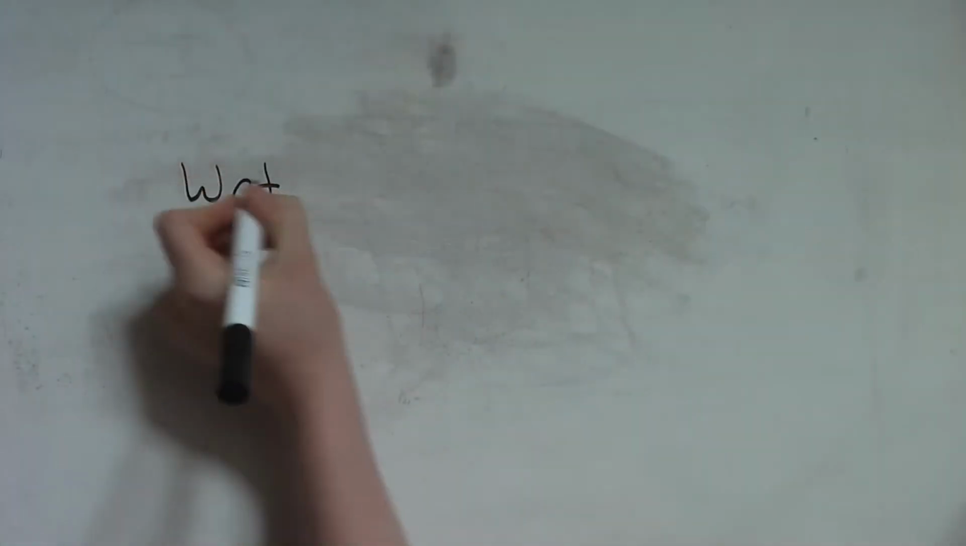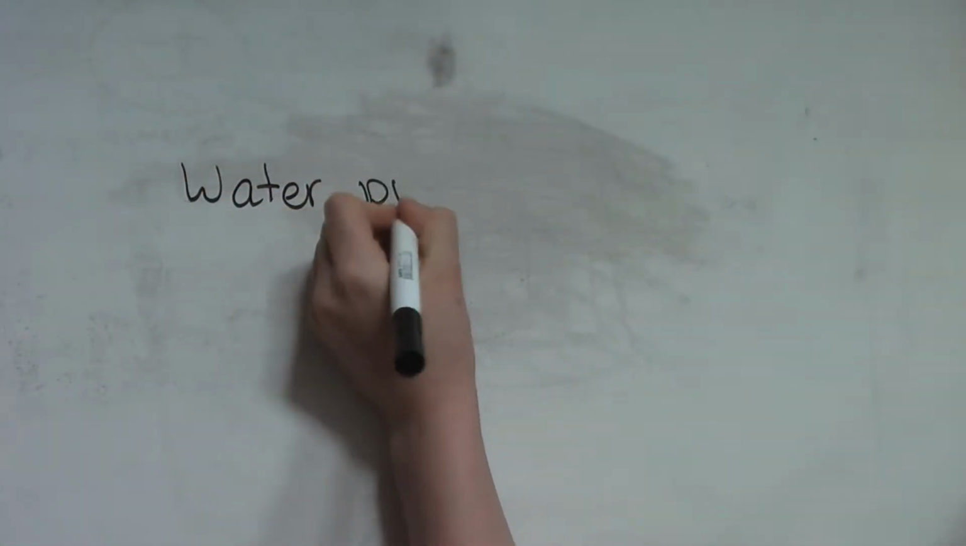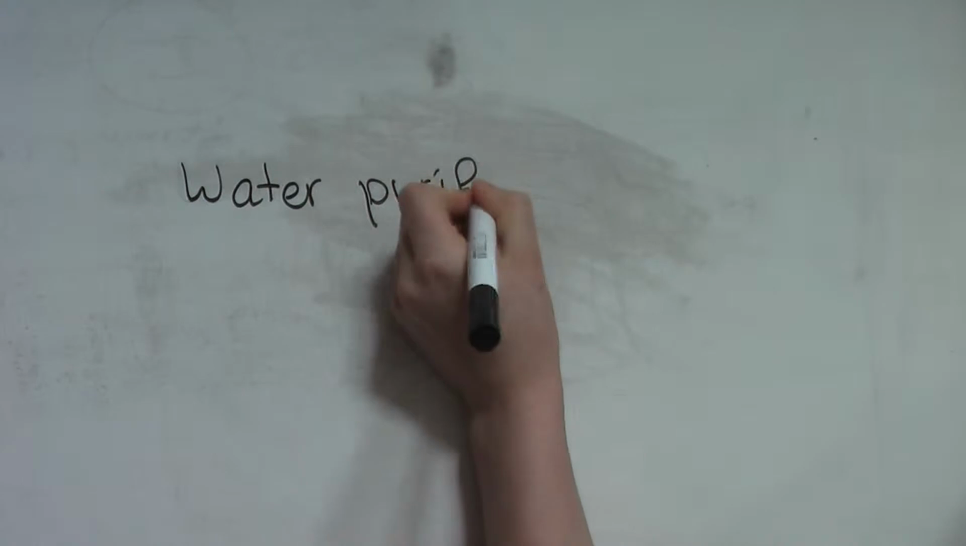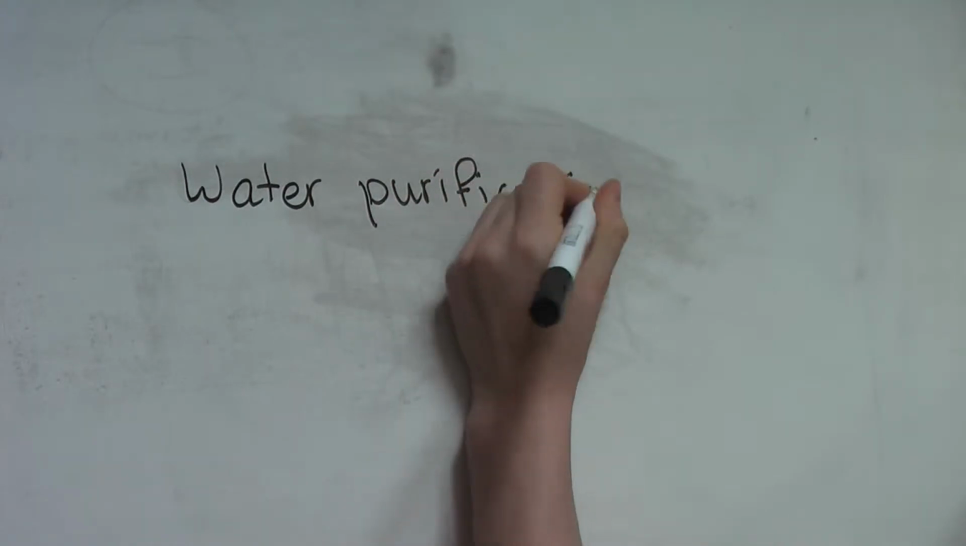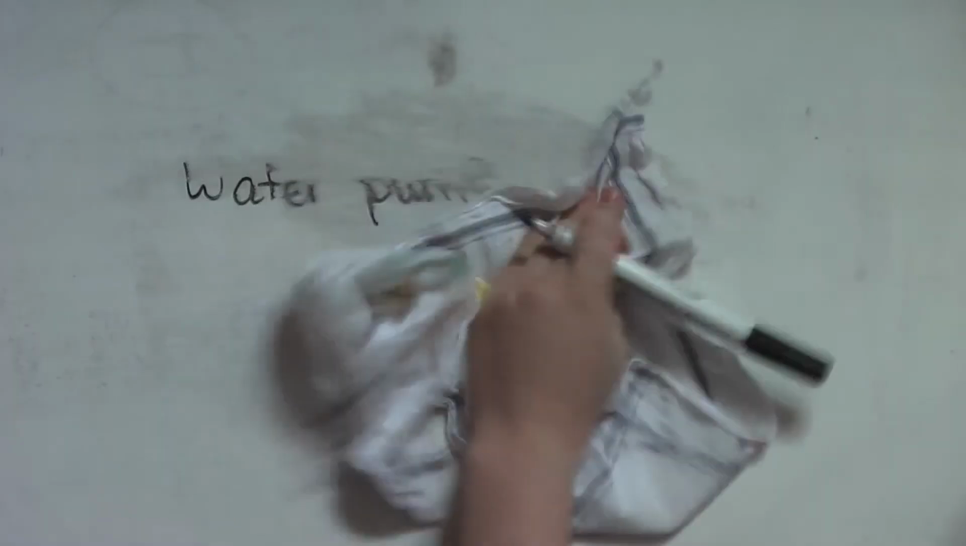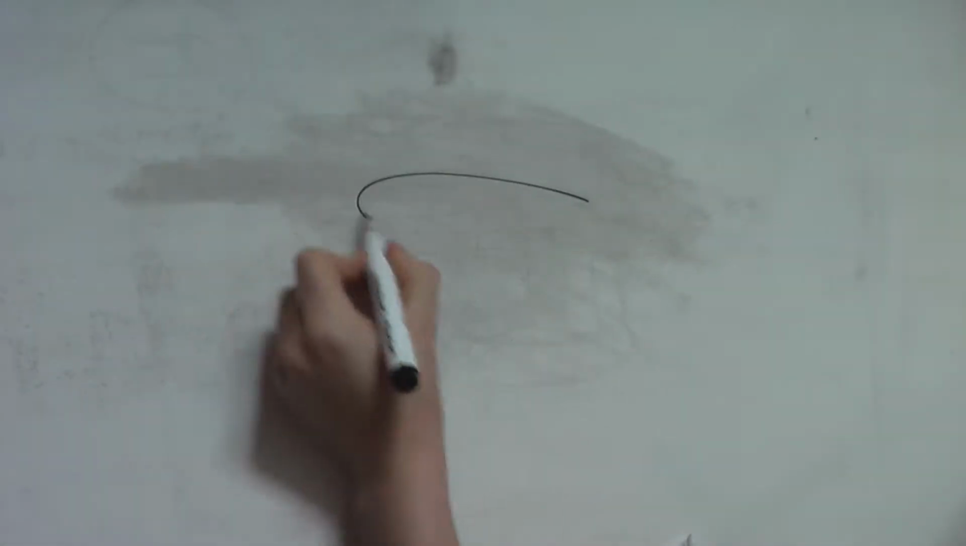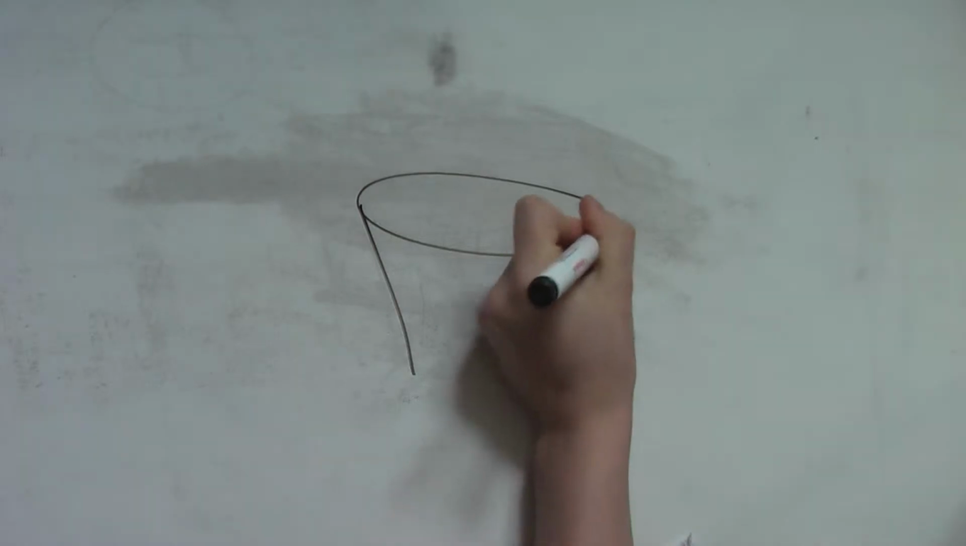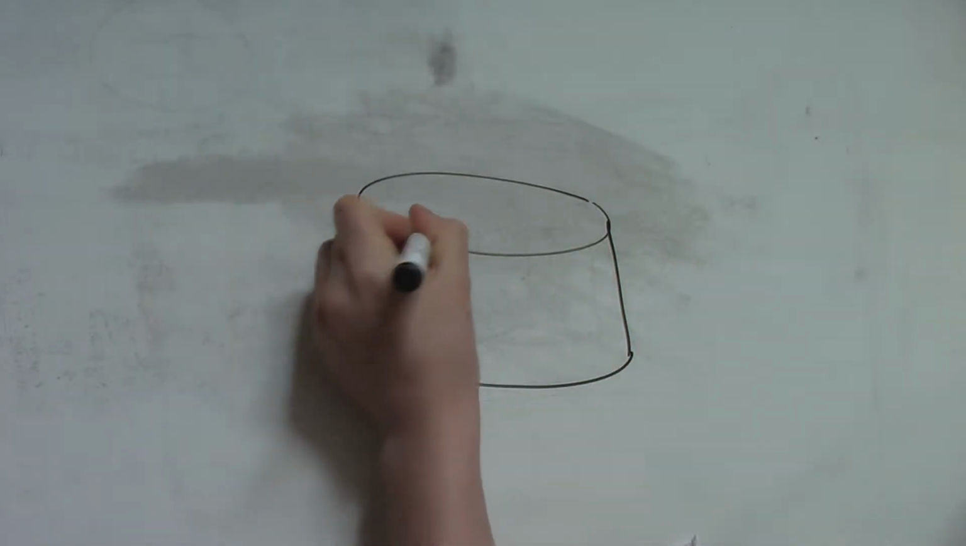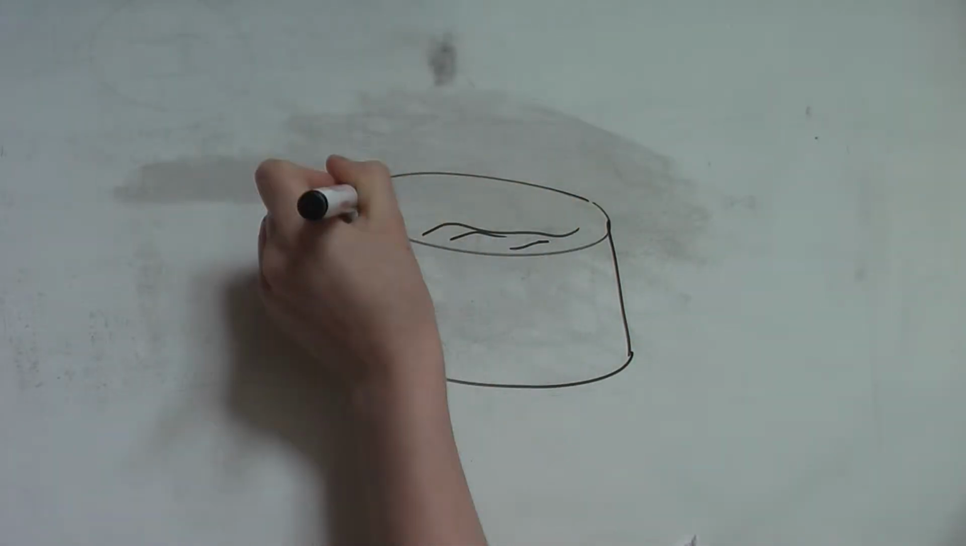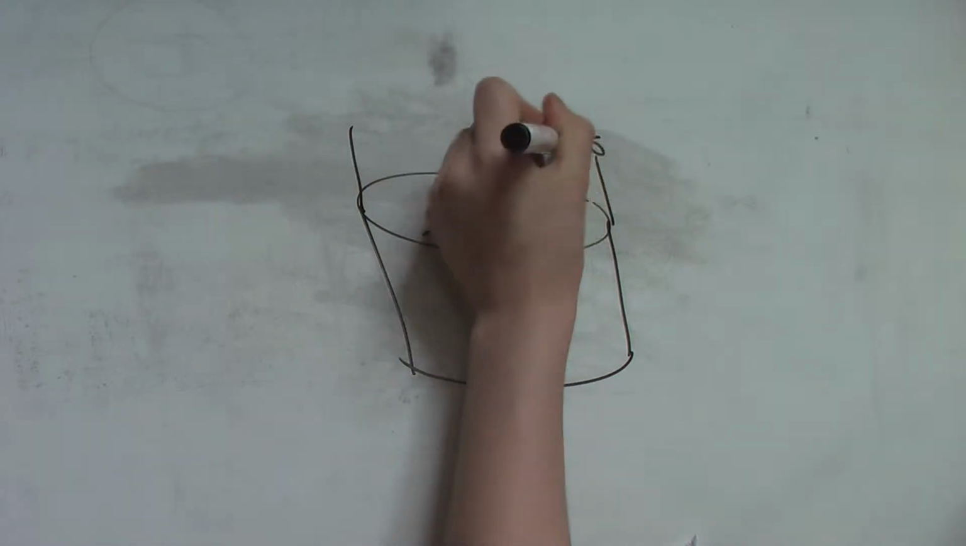But how is this water cleaned and purified? Now we'll show you how water is purified and cleaned. So, the first step is that water is carefully collected and received through stainless steel pipes from either a local well or a municipal water supply.